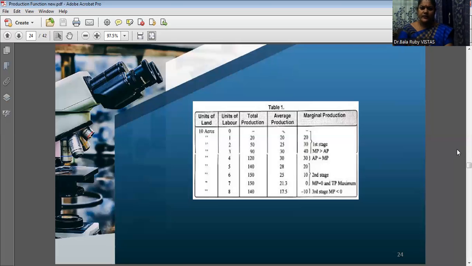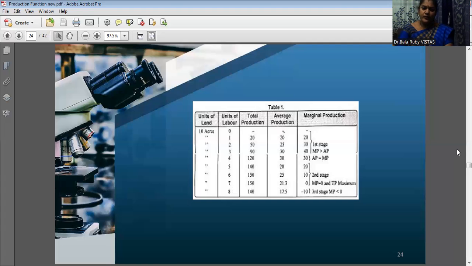Then you come to the second row, total production divided by labor. So total production 20 divided by 1 is equal to 20. Again, you come to the next row, total production is 50, units of labor 2. So 50 divided by 2 is equal to 25. Then come to 3 units of labor. Total production is 90, units of labor 3. So 90 divided by 3 is equal to 30.